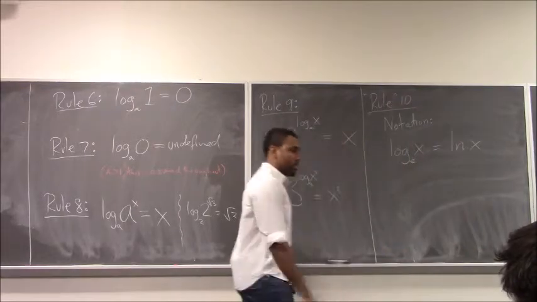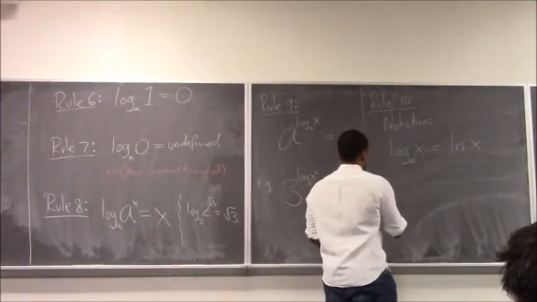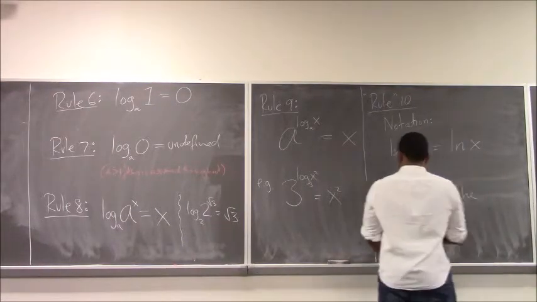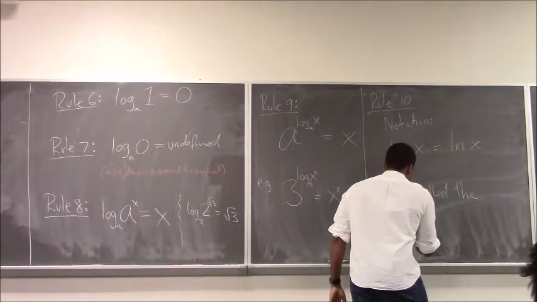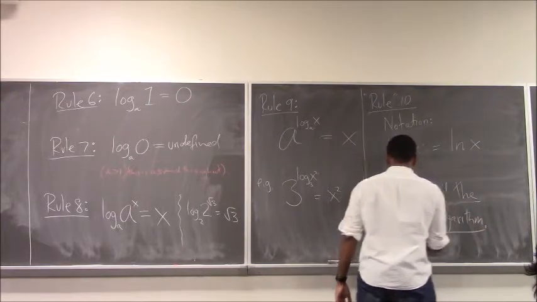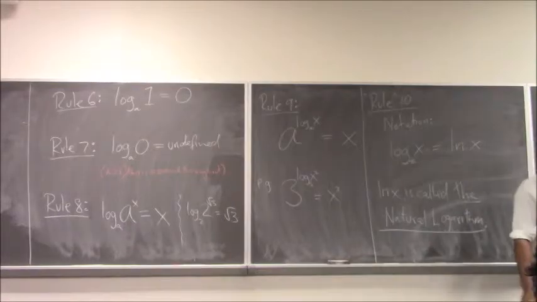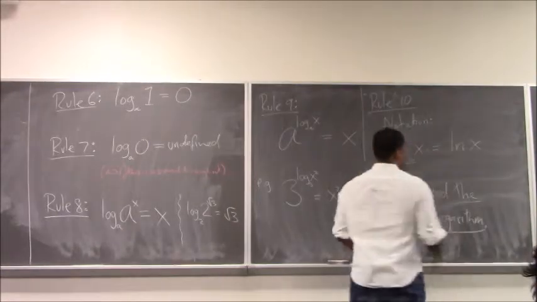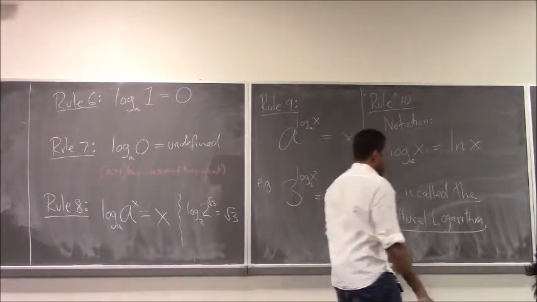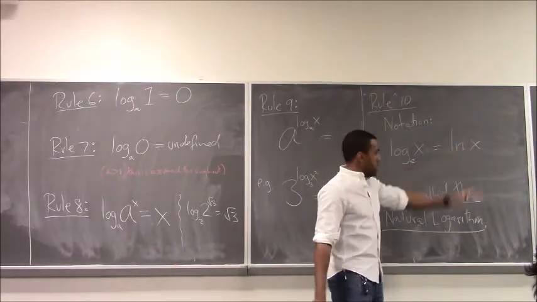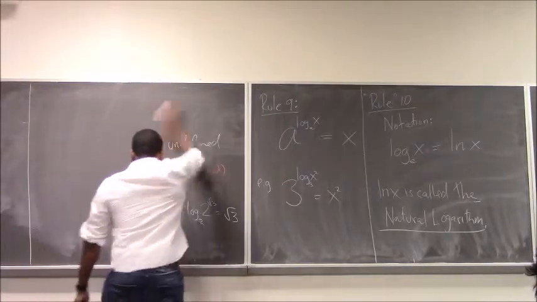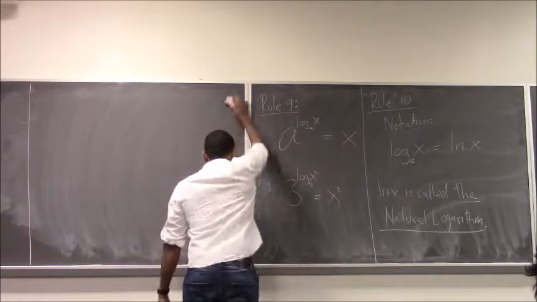I'm just not going to write it. ln is called the natural logarithm. Because e is a very convenient base for us to work with, log to the base e ends up being a very convenient logarithm for us to work with. So much so that we often denote it very differently. So we write ln. Whenever you see ln x, just realize that the base is e.